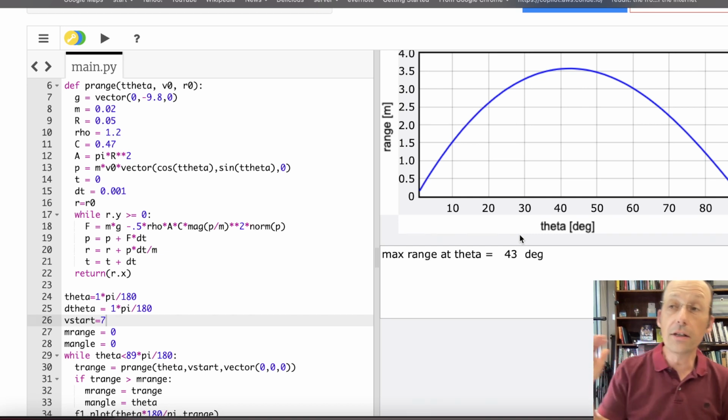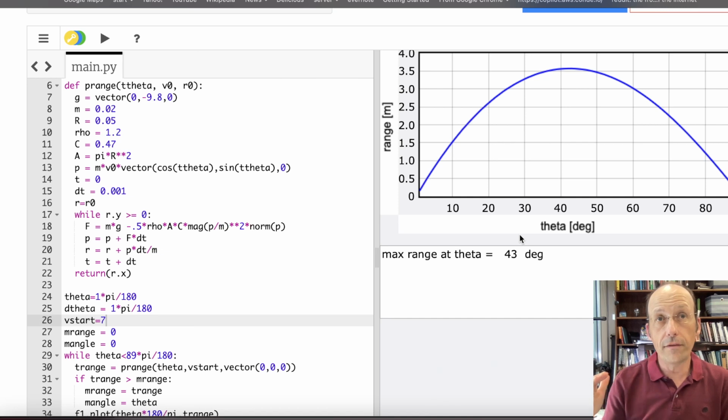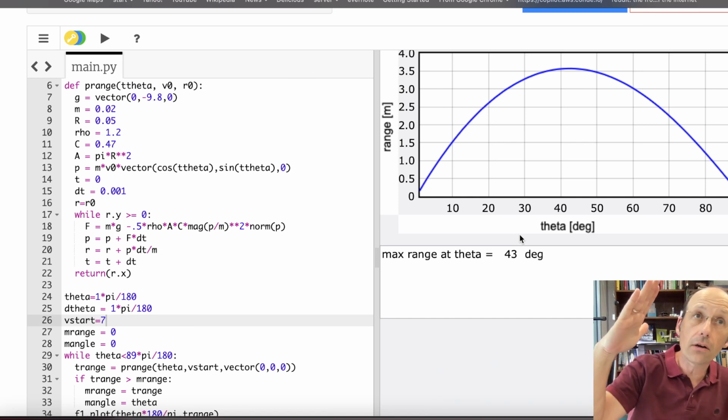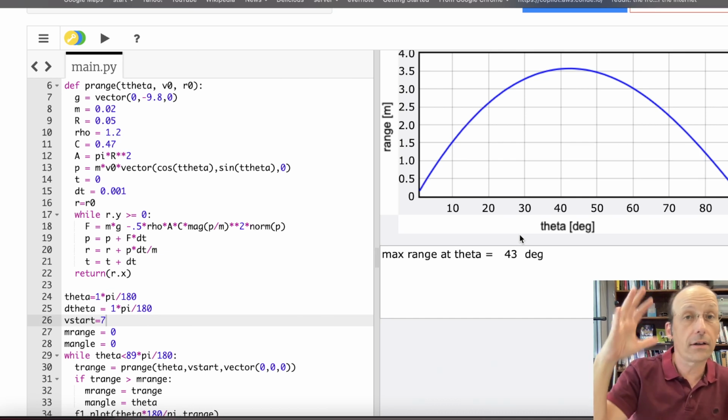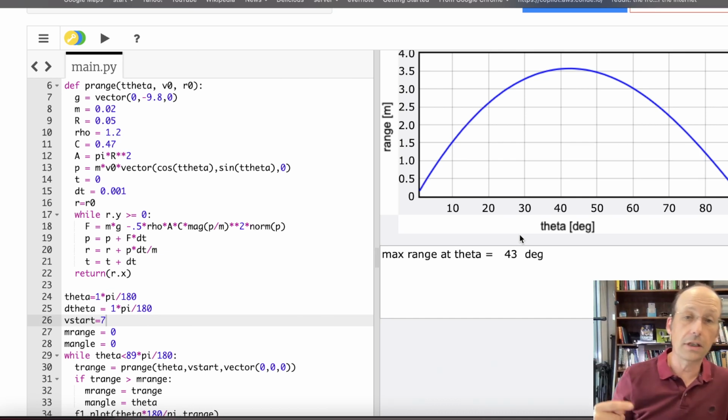And the reason the angle is lower than 45 degrees is because if you shoot it up higher, even at 45 degrees, it's going to be in the air longer, and it's going to be slowing down longer. So you lose that horizontal velocity by spending more time in the air. Let's just try changing this to 11 and see what happens.